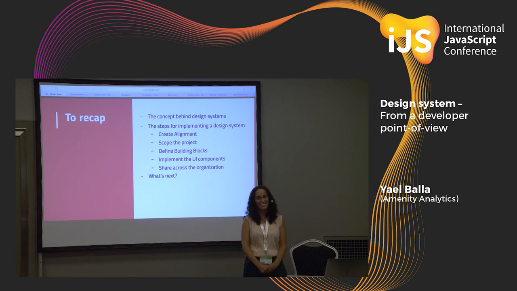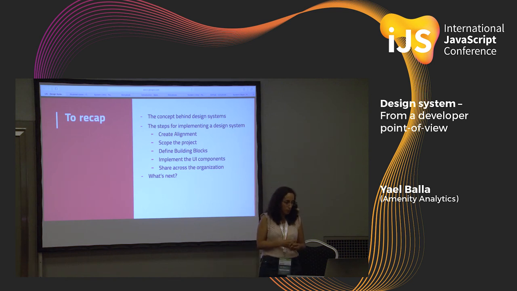So this concludes my talk about design systems. To recap, we talked about the concept behind design system a little. I hope it shed some light on what design system is. We also talked about how to create a design system in your organization: create alignments, scope the project, create the design tokens, UI components, and share it with the world. And we also saw some examples of what's next, what you can build on top of that. So a design system is only the beginning.